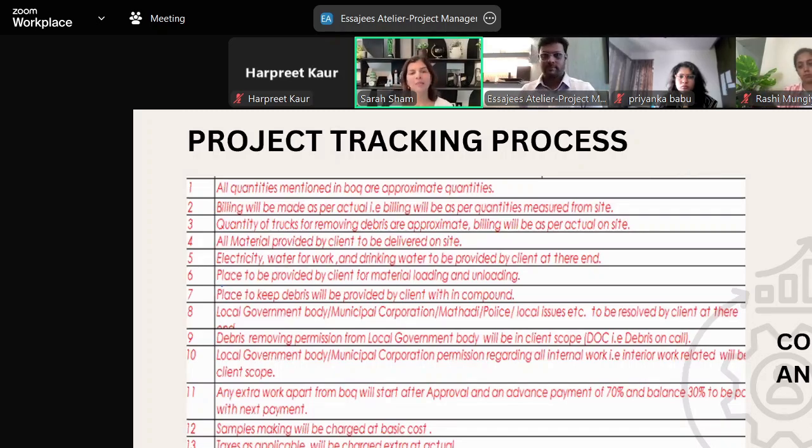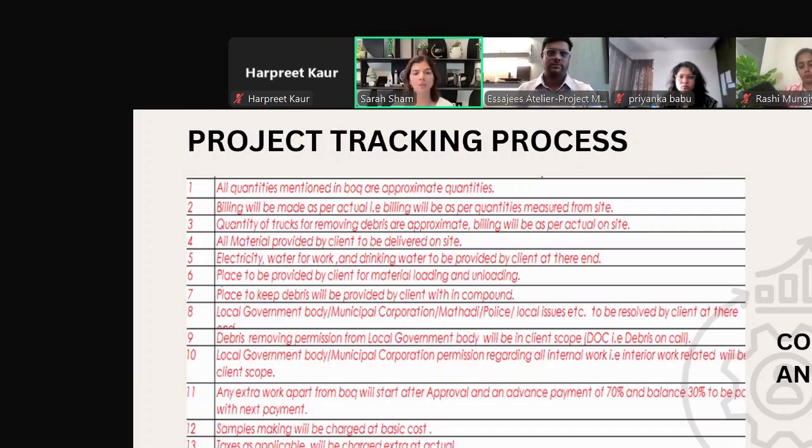Quantity of trucks will be as per actuals, all material provided to be delivered on site. This is another one where people fight a lot. The marble guy will come, he'll deliver the marble down in the building, then no one is there to take it up, and the contractor puts up his hands, saying who's going to take this marble up, and then it becomes a fight. So better to be clear.